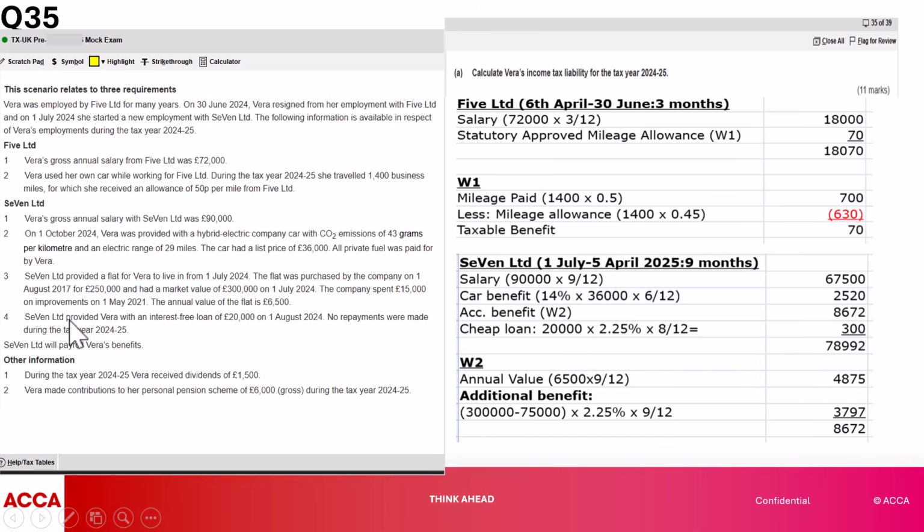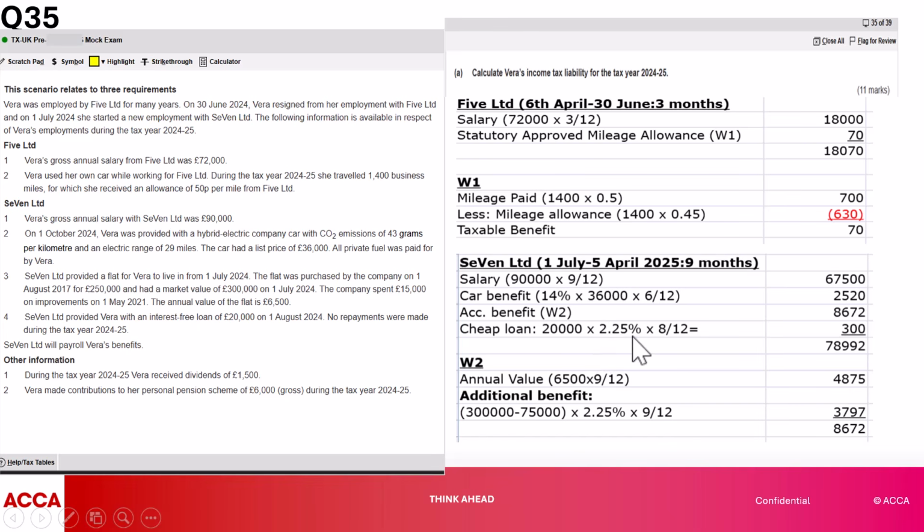Then we are told here, 7 Limited provided Vera with an interest-free loan. Wow. So she's getting a loan from her employer, but actually at no interest rate whatsoever. So for Vera, normally when you're computing benefits for loans, you compute the difference between what they should have paid at the official rate minus what they actually paid. And in our case, she pays nothing. So 2.25% minus 0 is 2.25%. That's the benefit for her.